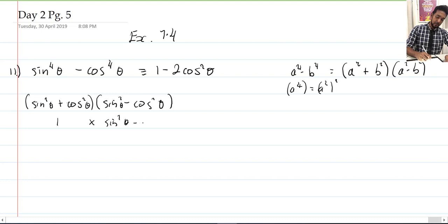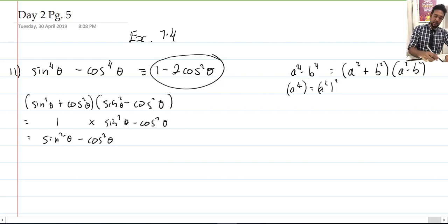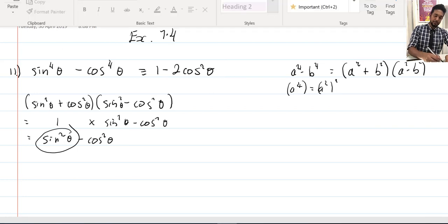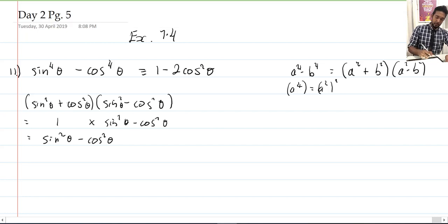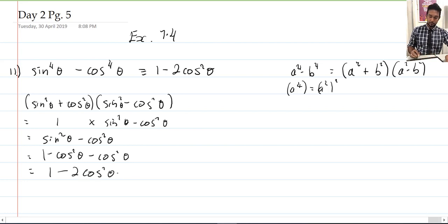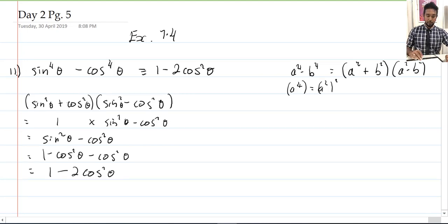Sine squared theta minus cos squared theta. Right, which just once again boils down to sine squared theta minus cos squared theta. And if we want to go just to here, it means we have to get rid of sine squared and express it in terms of cos squared somehow. Okay, so sine squared can be expressed as 1 minus cos squared theta, and minus cos squared will give us minus 2 cos squared. Are you okay with that? Yeah? Alright.